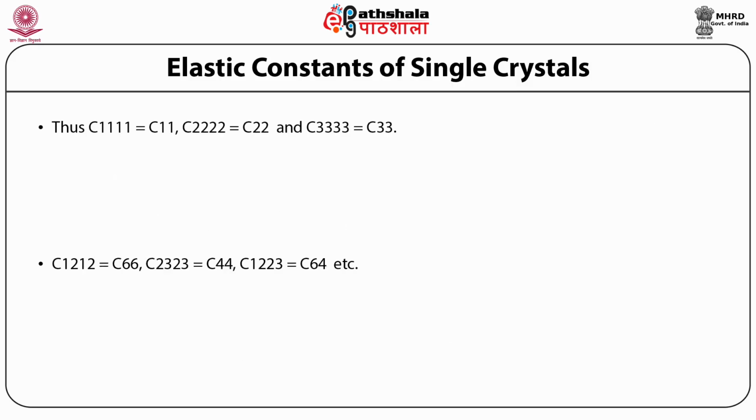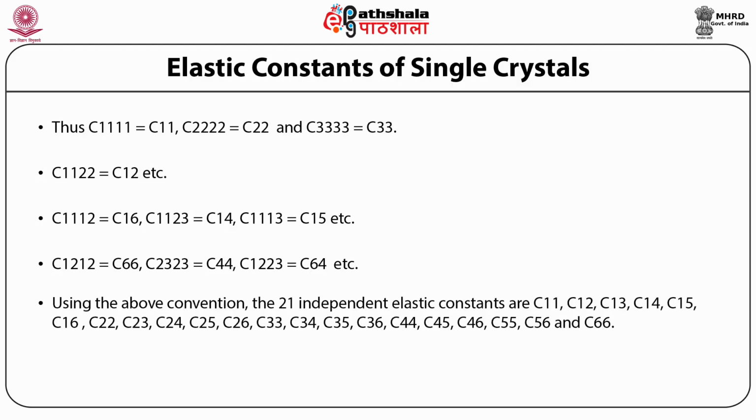So we can write C11 equal to C11, C22 equal to C22, and C33 equal to C33. C1122 equal to C12, C1112 equal to C16, C1123 equal to C14, C1113 equal to C15, etc. C1212 equal to C66, C2323 equal to C44, C1223 equal to C64, etc. So using the above convention, the 21 independent elastic constants can be written.